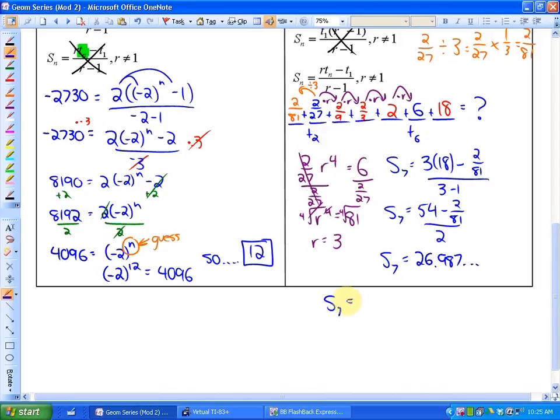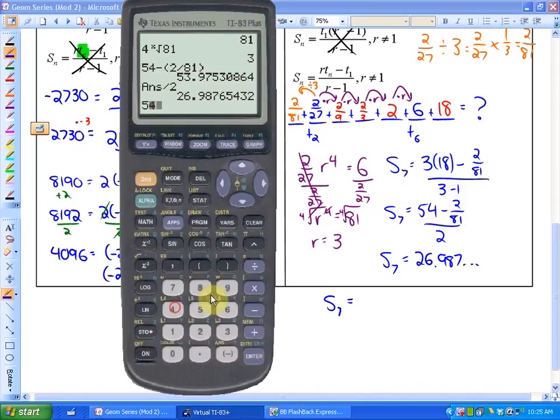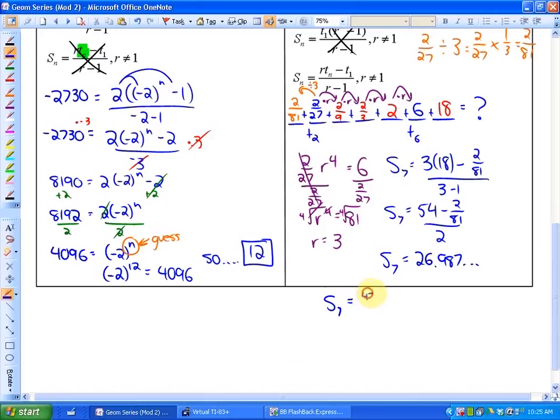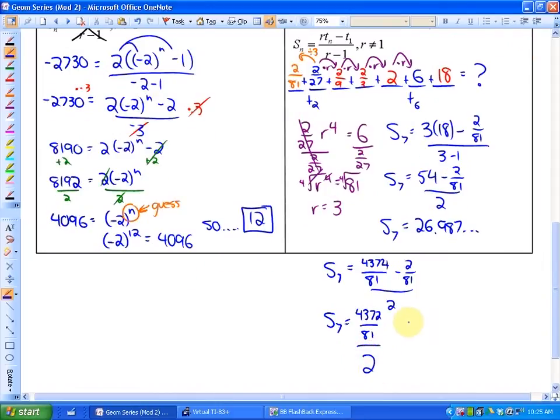So for those who need fraction practice, here's how we would do that. S7 is equivalent to, in order to add or subtract fractions, you need to have a common denominator. So 54 times 81 would give us 4374/81. So 4374 over 81 minus 2/81, all over 2. So this would become 4372/81 divided by 2. And dividing is the same as multiplying by the reciprocal, so 4372/81 divided by 2 is the same as timesing by 1/2.